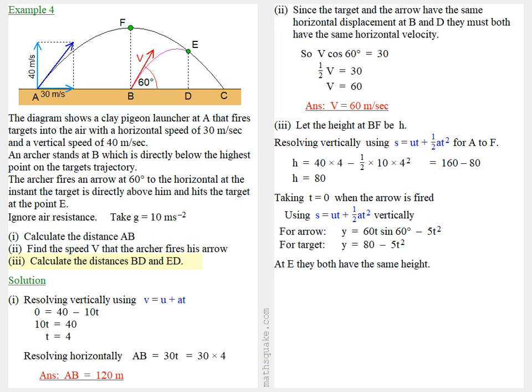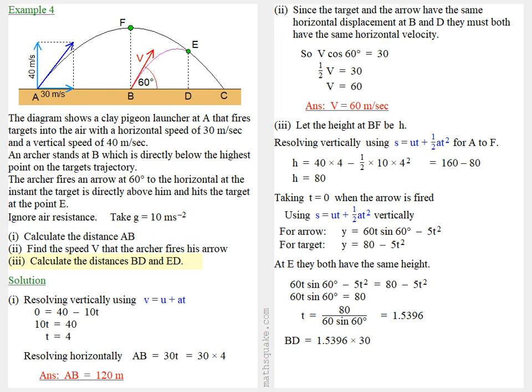Now at E, they both have the same height. So 60t sine 60 minus 5t squared equals 80 minus 5t squared. We can cancel the 5t squared on both sides, and that leaves us with 60t sine 60 equals 80, or t equals 80 divided by 60 sine 60, which is 1.5396.